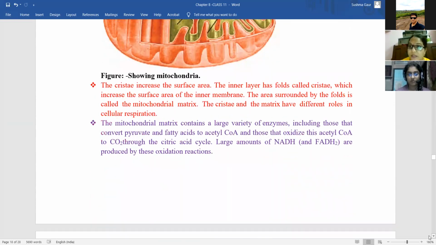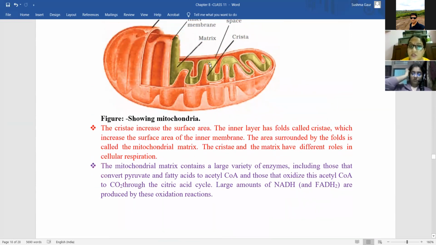So what is the function of these cristae? They increase the surface area of the mitochondria's inner membrane. The inner layer has folds known as cristae that increase the surface area of the inner membrane. The area surrounded by the folds is called the mitochondrial matrix. So cristae and mitochondrial matrix are the two important regions present inside the inner membrane, and the cristae are responsible for increasing the surface area of the inner side of the mitochondria. And what are their roles?